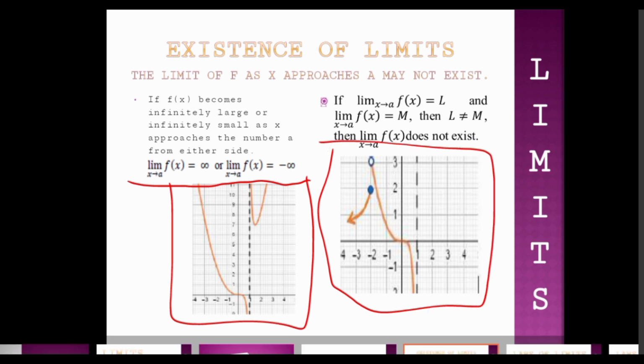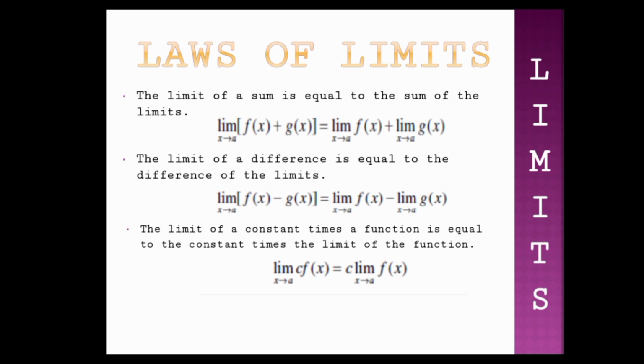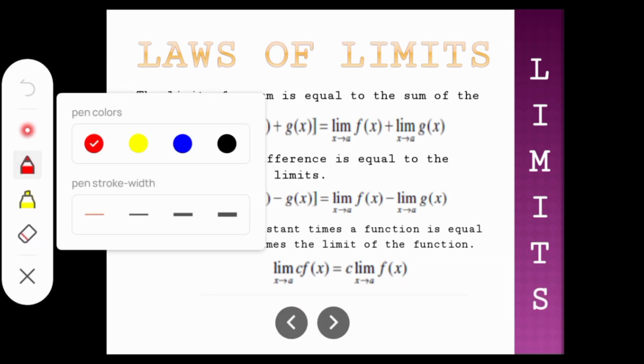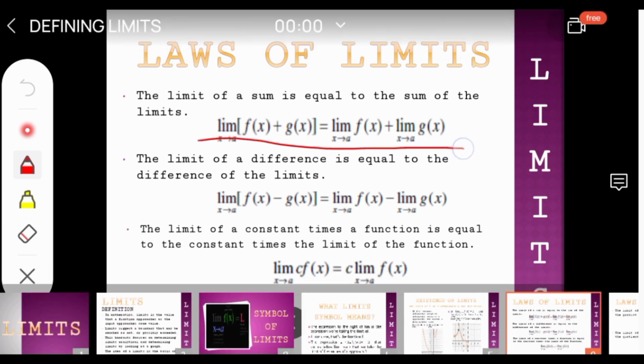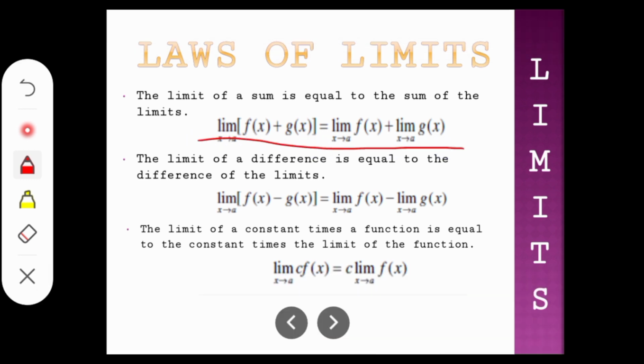Okay. Now, for more information, our limits have laws. There are many laws that connect to our limit. The first one is the limit of a sum is equal to the sum of the limits. The second one is the limit of a difference is equal to the difference of the limits. And the third one is the limit of a constant times a function is equal to the constant times the limit of the function. Here, our C is our constant.